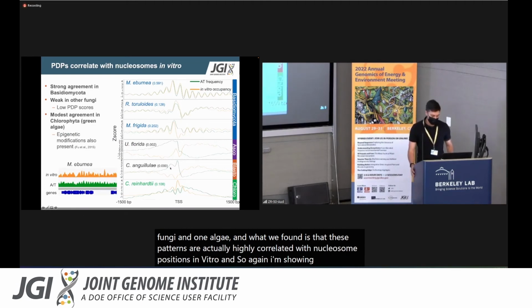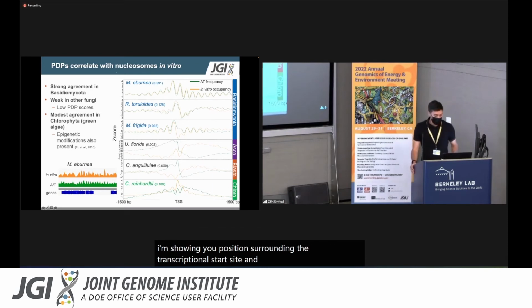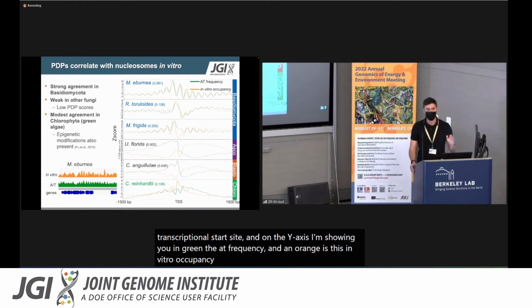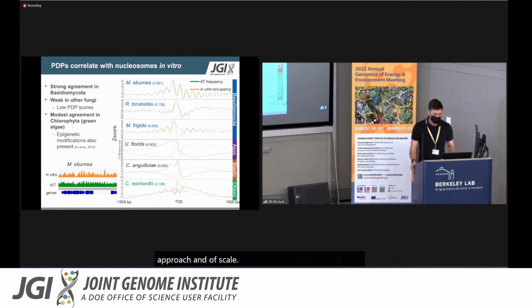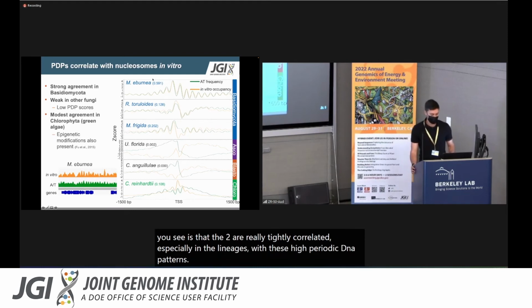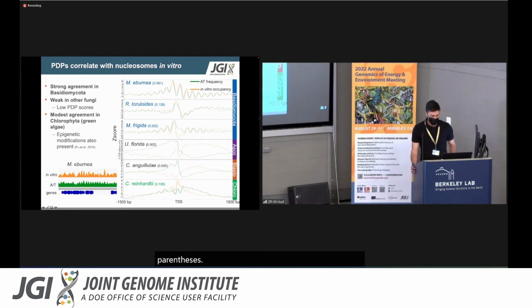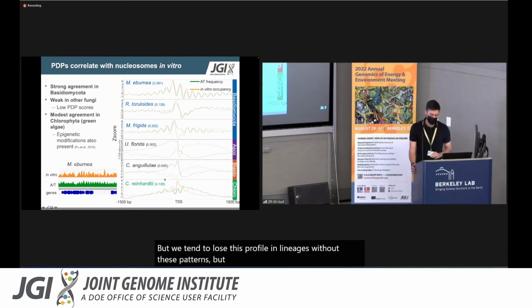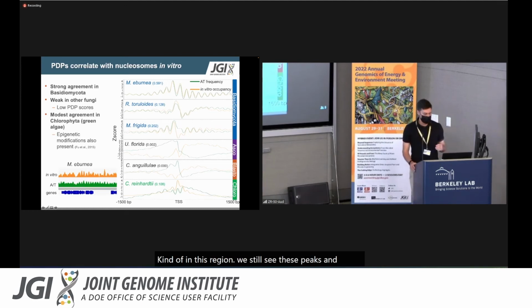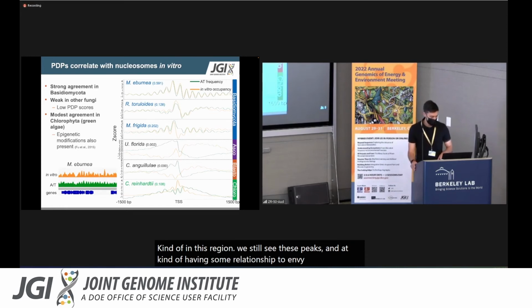Again, I'm showing you positions surrounding the transcriptional start site. On the y-axis, I'm showing in green the AT frequency, and in orange the in vitro occupancy calculated using this NucSeq approach. I've scaled these curves by standard deviation from the mean so you can see them on the same scale. What you see is that the two are really tightly correlated, especially in the lineages with high periodic DNA pattern scores, which are in the parentheses, particularly the basidiomycetes, but we tend to lose this profile in lineages without these patterns. But in Chlamydomonas reinhardtii, a green alga, where we have a moderate score and we know epigenetic modifications are present in this region, we still see these peaks in AT having some relationship to in vitro nucleosome organization.